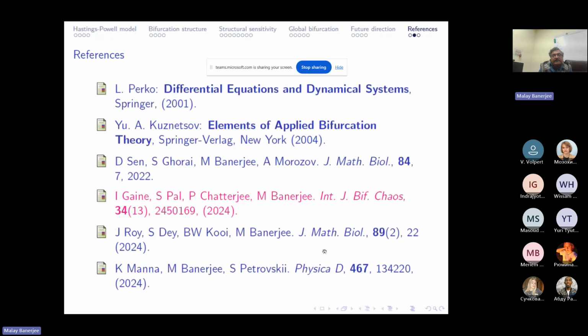These are the references. These two are classical books for bifurcation theory. These are some of the references related to this type of work, and the reference marked in magenta color is the reference from where I have presented my today's talk.